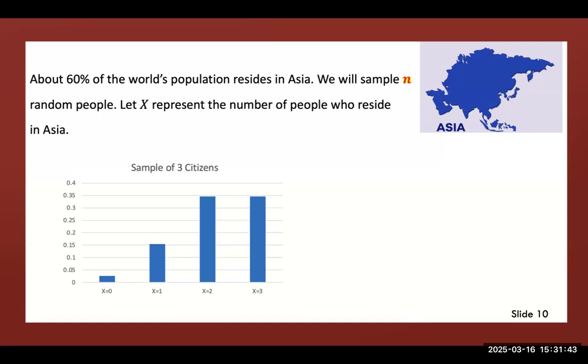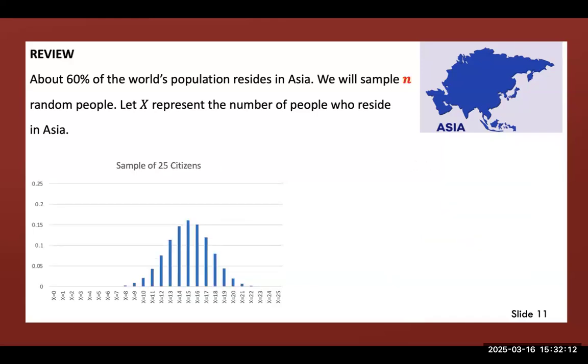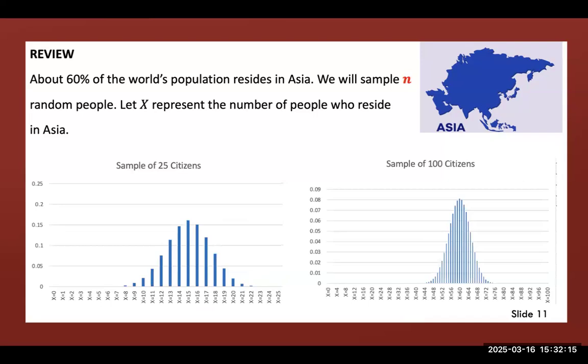When we have a small chance, like that 10% being left-handed, we'd have a right skewed graph. The larger this value is, the more left skewed it'll look for a small sample. But then for a sample of 10 citizens, if we go and calculate all the different probabilities, like the probability that 3 reside in Asia, 4 reside in Asia, 5 reside in Asia, and put it on a graph, we will get this nice rounded appearance. 25 citizens, 100 citizens. Turns out that it doesn't matter.